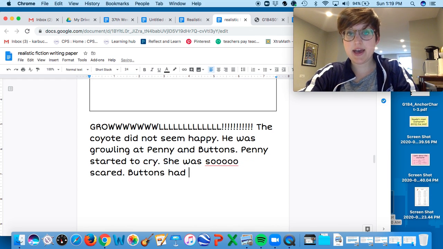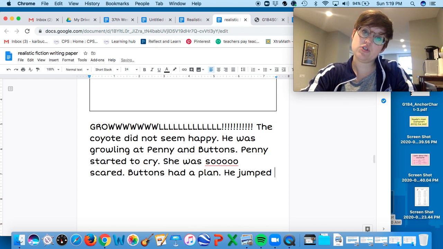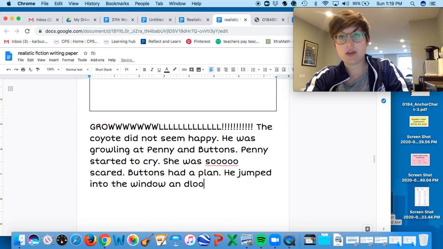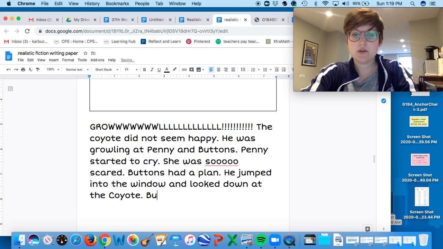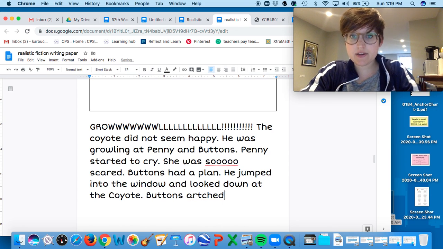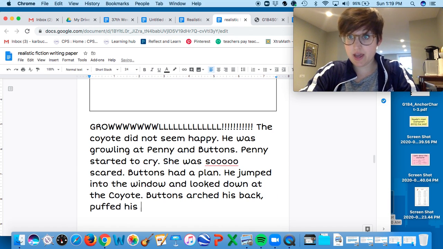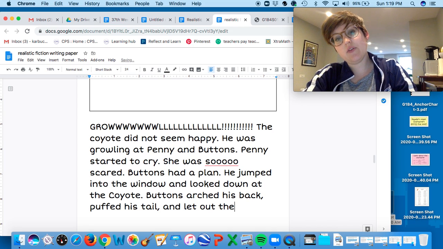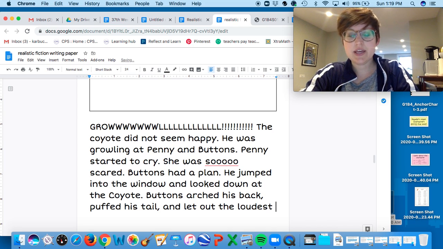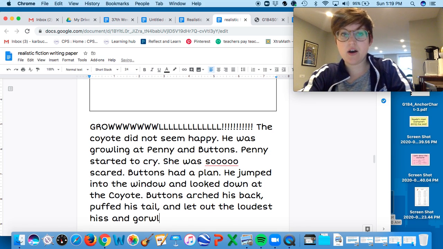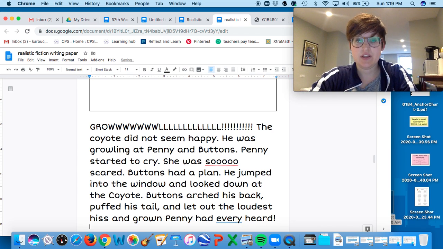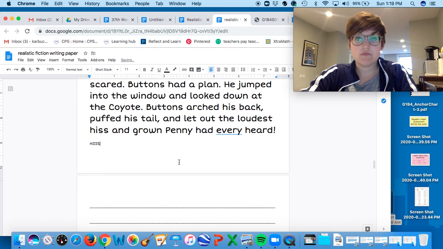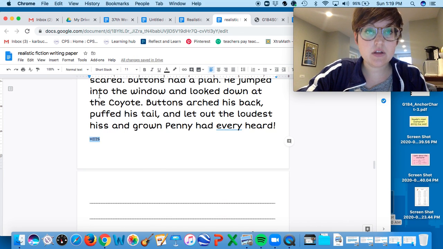Buttons had a plan. He jumped into the window and looked down at the coyote. Buttons arched his back, puffed his tail, and let out the loudest hiss and growl Penny had ever heard. And then I'm going to say, oops, why did my font get small?